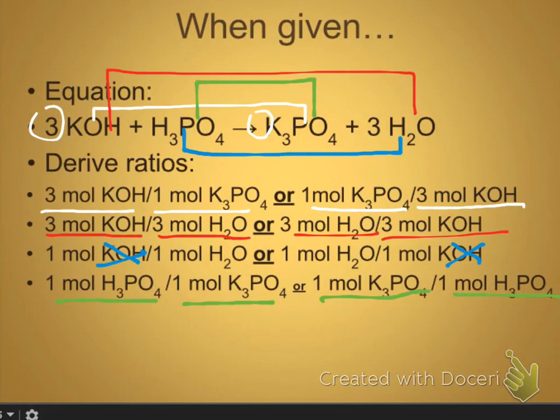Are there any relationships that we didn't look at? I should actually move that blue line up. So which ones didn't we look at? We didn't look at anything between the potassium hydroxide and the phosphoric acid, did we?